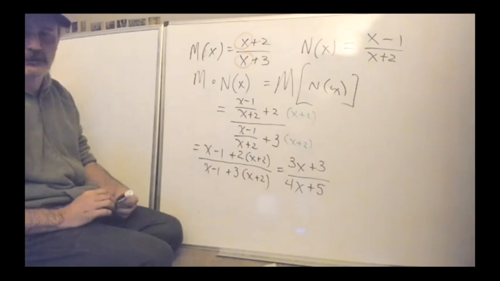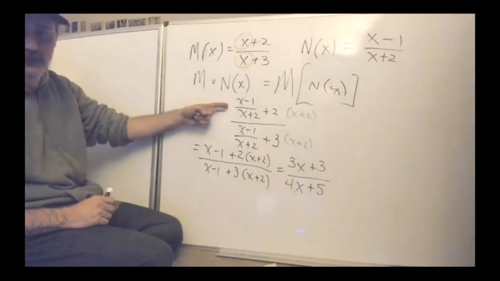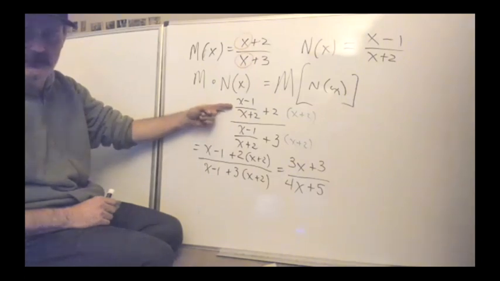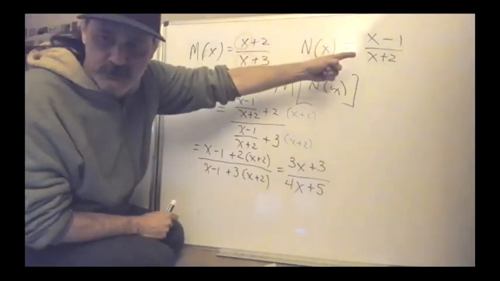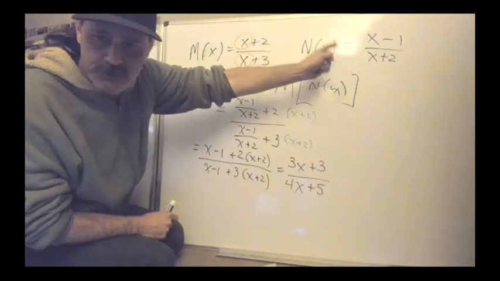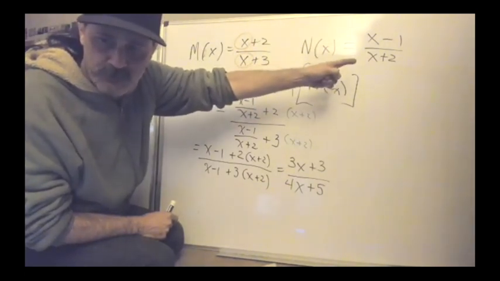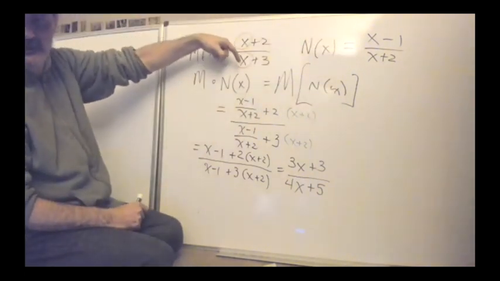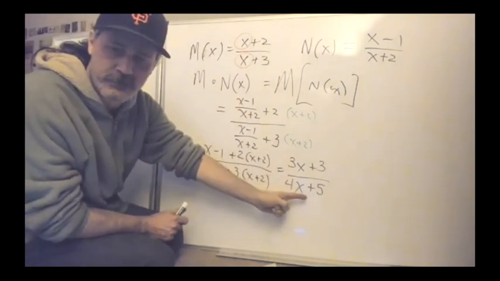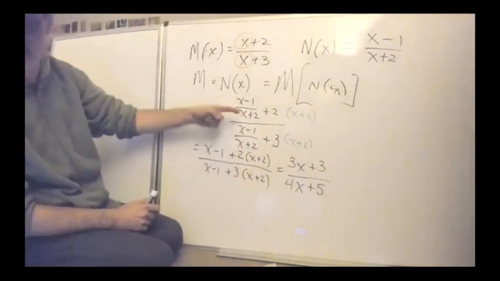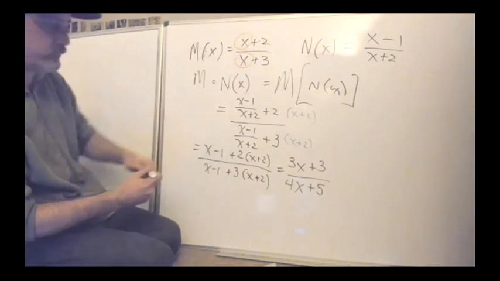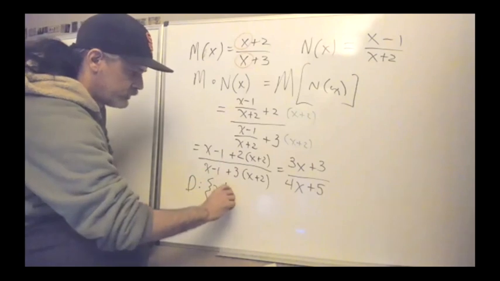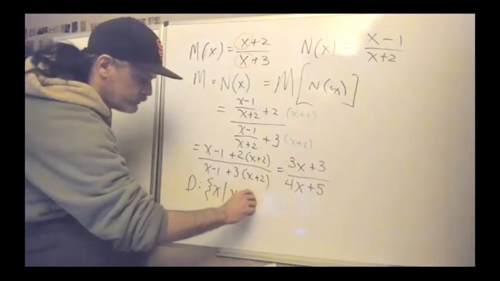Okay, so now the domain issue. Well, before we simplified this, there would have been a domain issue when X plus 2 is 0. And that's because the original function, that was a domain issue. So we check the original function's domain issue, and then we replace it into the other function, and then we check the composite function's domain issue. Okay, so already we got X cannot be negative 2. So the domain consists of X's such that X cannot be negative 2.